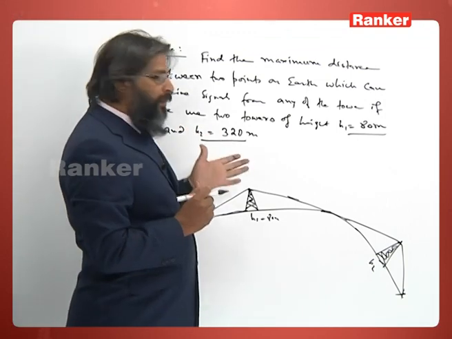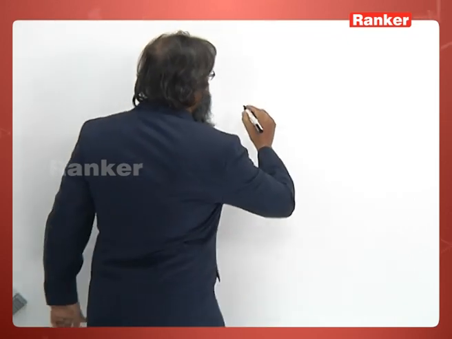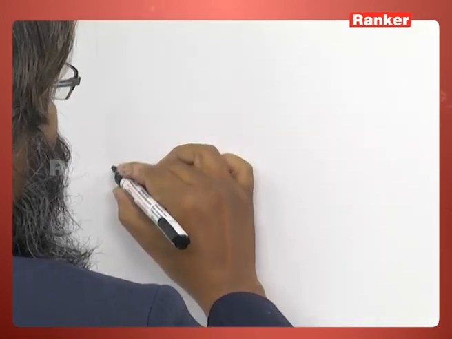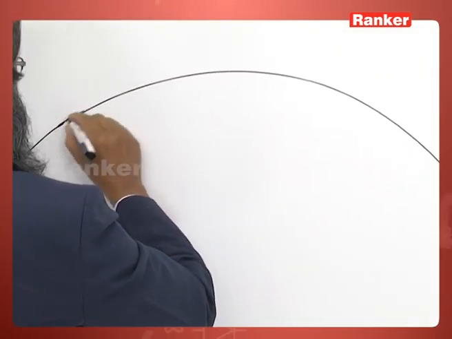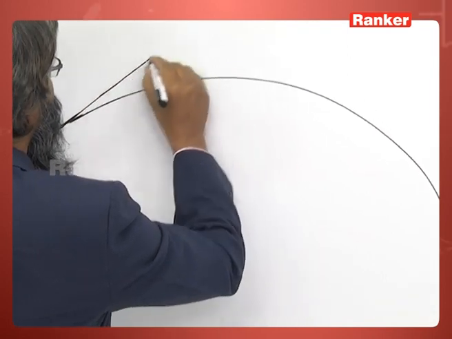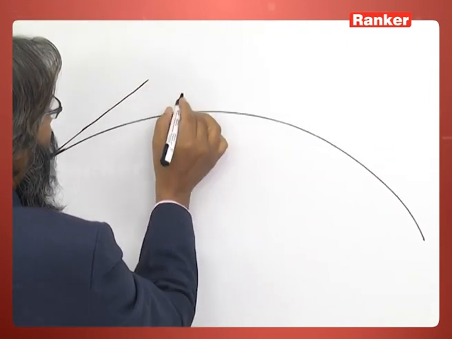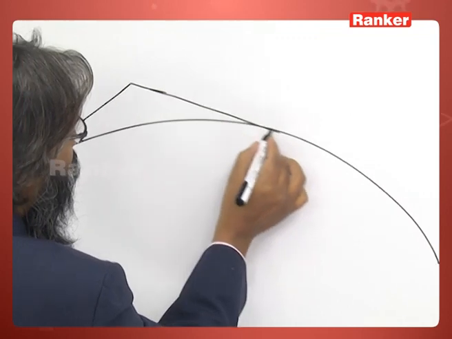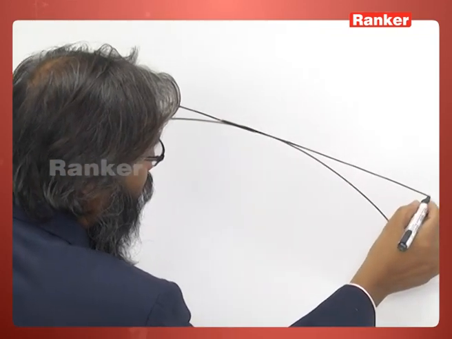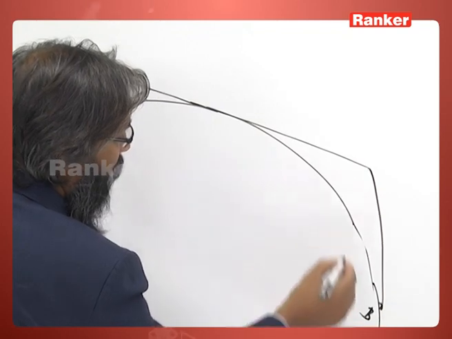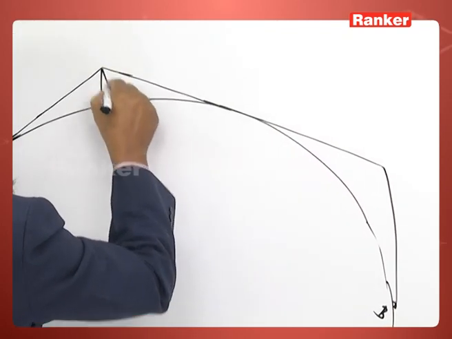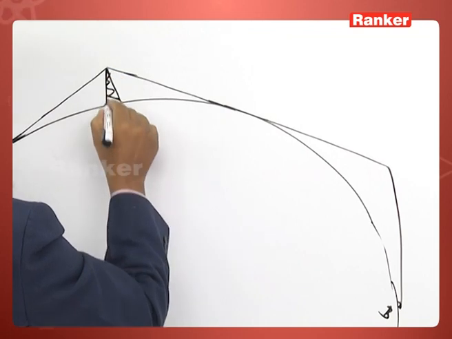Let us see this problem. So now let us see, this is the curvature of the earth and this is point A that I have assumed. So this is my point B and this is one tower. This is a highly exaggerated diagram.